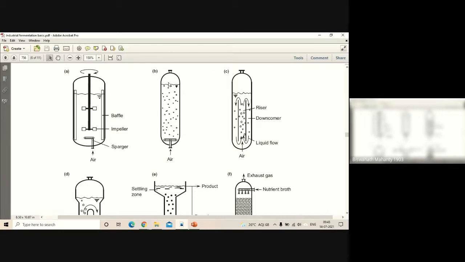So if the cell is very sensitive and cannot bear the shear force, then I should not take this kind of stirring reactor. I can use this one because the air bubble is a little bit smooth. Of course, an air bubble is not going to hurt you so much. So if the cells are very sensitive to shear, I should choose this one. This is the first reason.